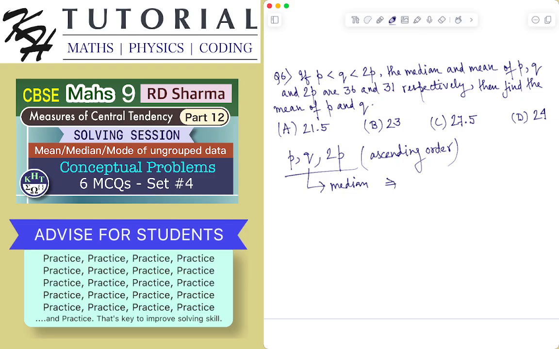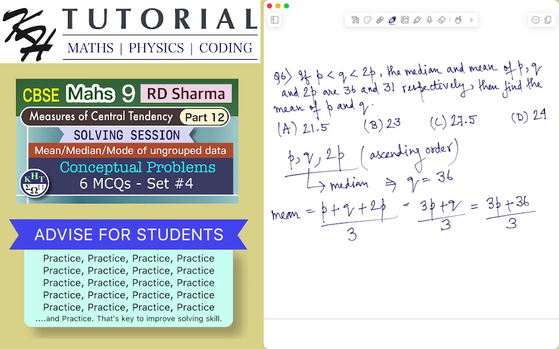So the median in the problem is given to be 36. So I have Q equal to 36. Also the mean is given to be 31. What is the mean? Mean is the sum of the observations divided by the total number of observations. The number of observations is 3. This is equal to (3P plus Q) by 3. And Q we already know is 36. So this is (3P plus 36) divided by 3.